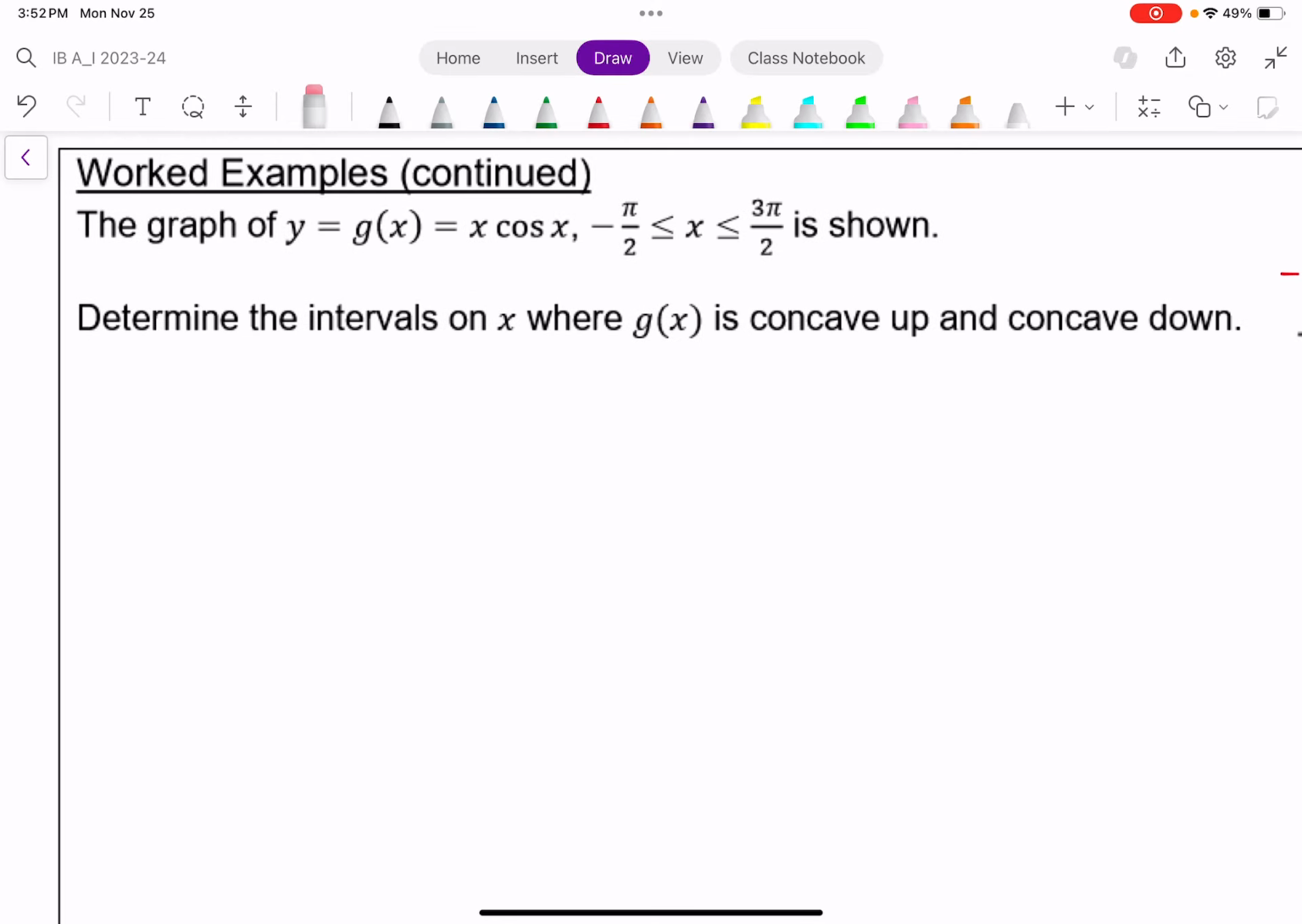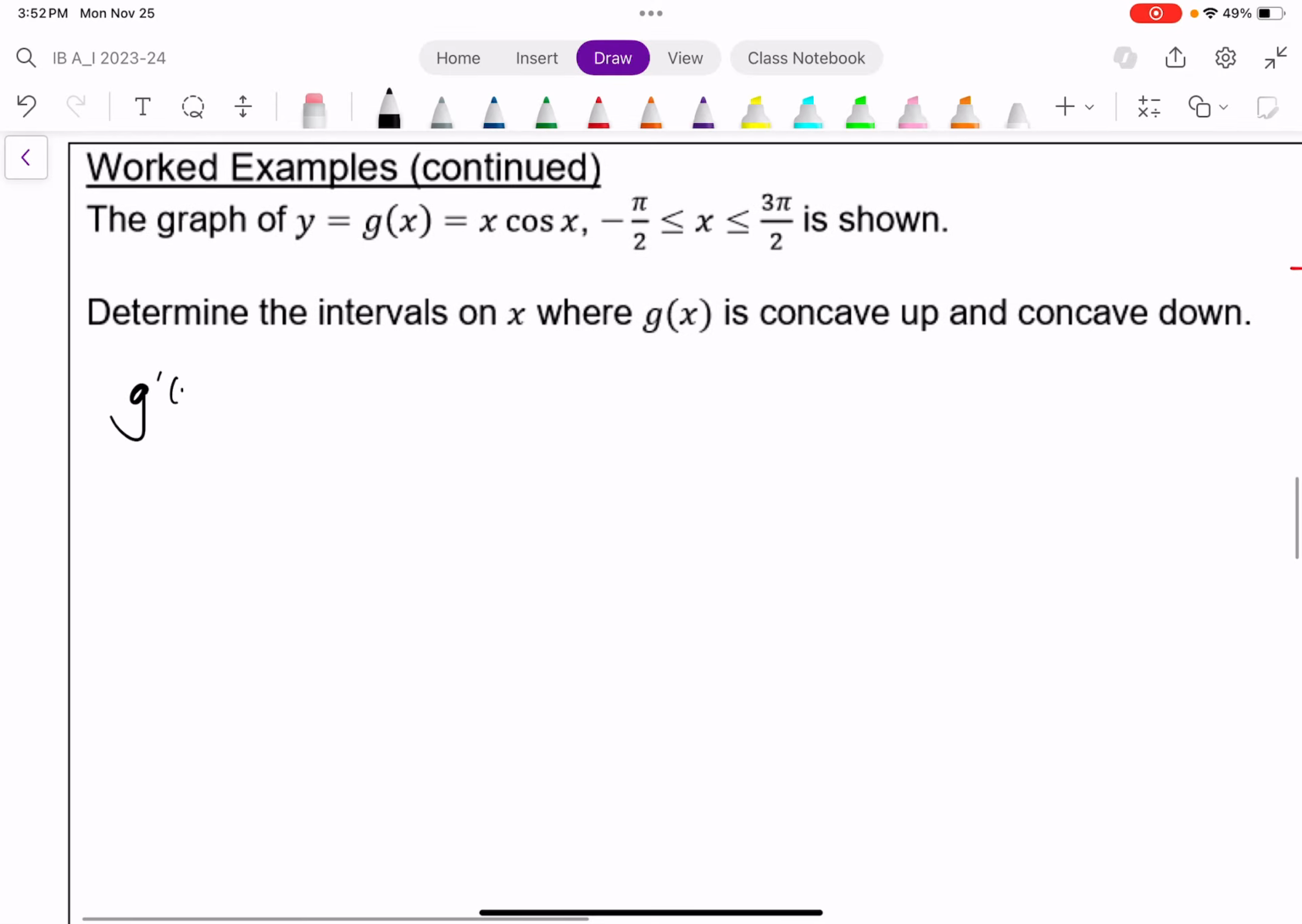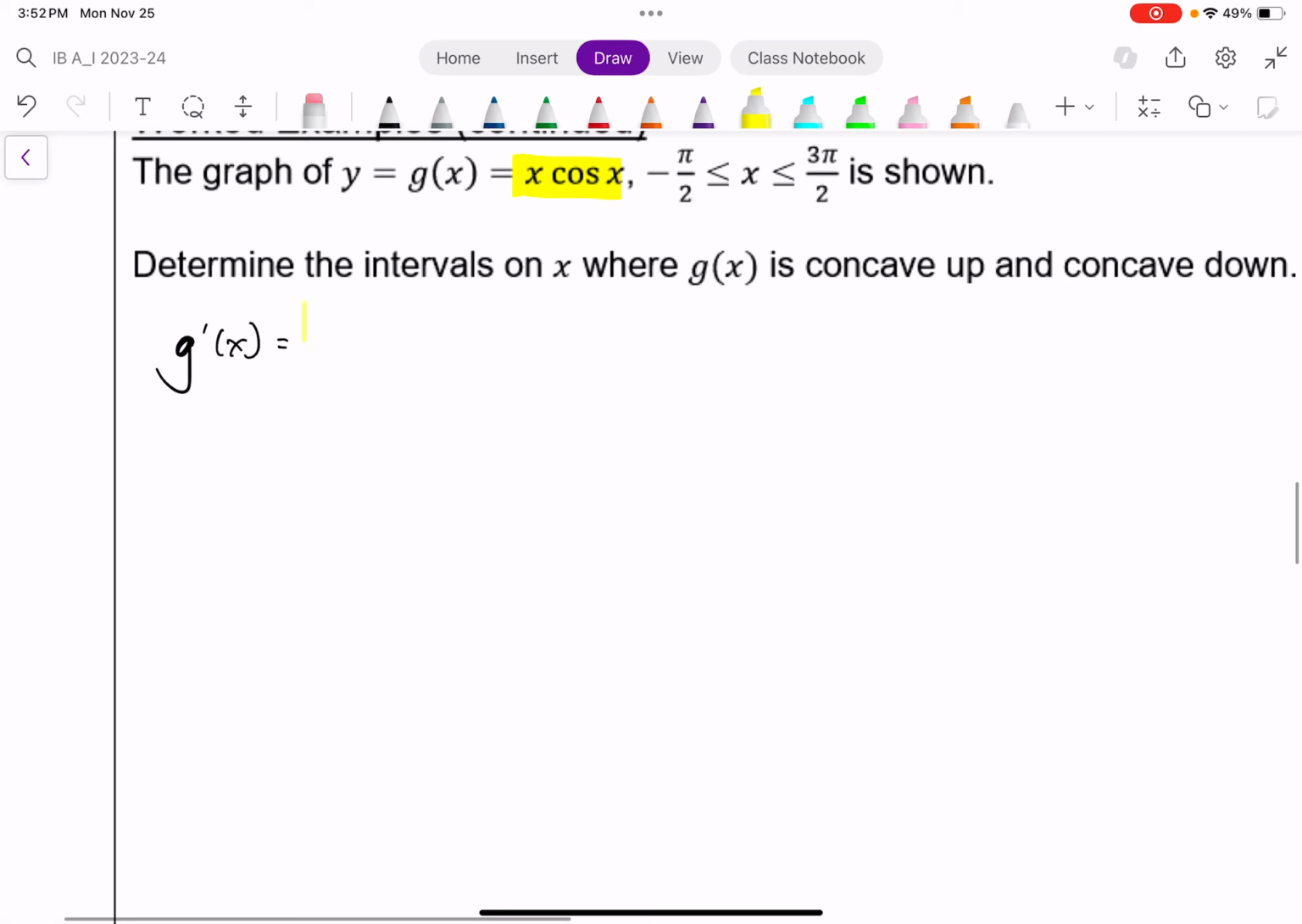And so let's start with g prime. So g prime of x. If I look here, I have to use the product rule. So first the derivative of x, which is 1, times the cosine of x, plus the other way around, x times the derivative of cosine x, which is minus sine x. So just to clean this up a bit, I get cos x minus x sine x.